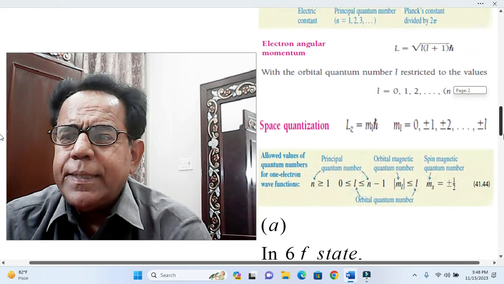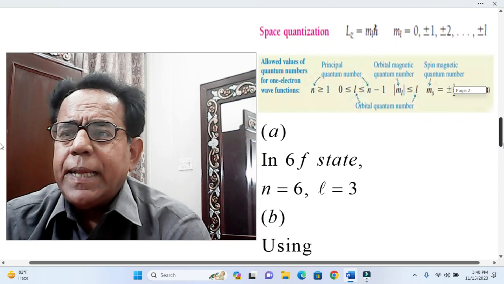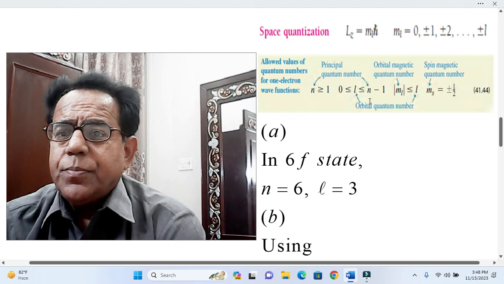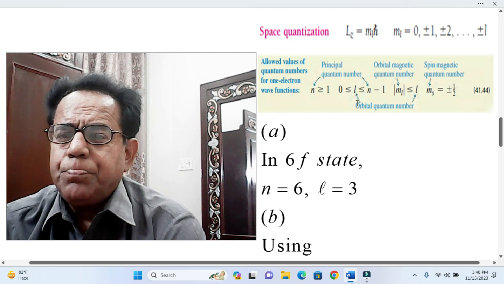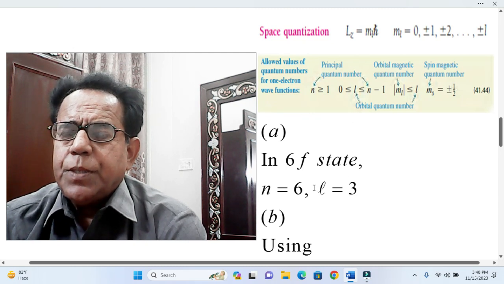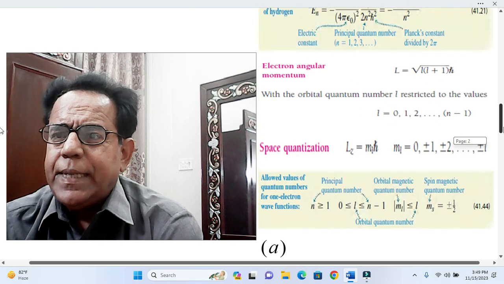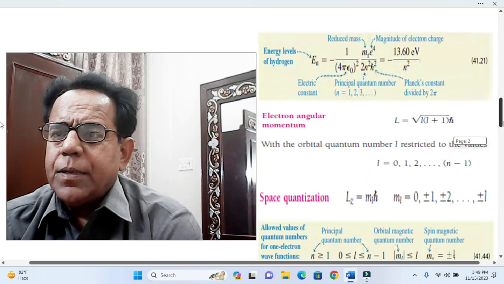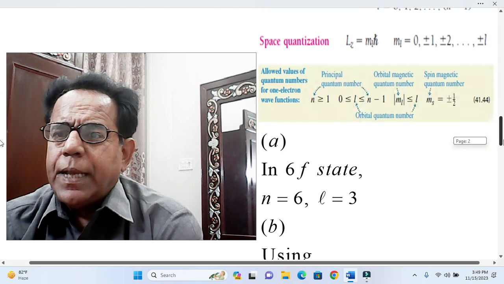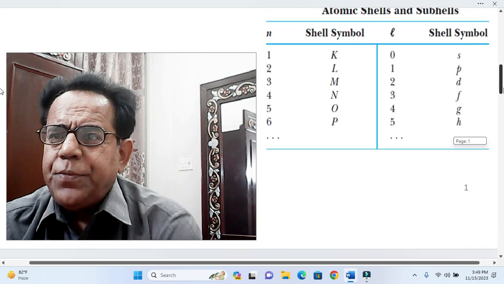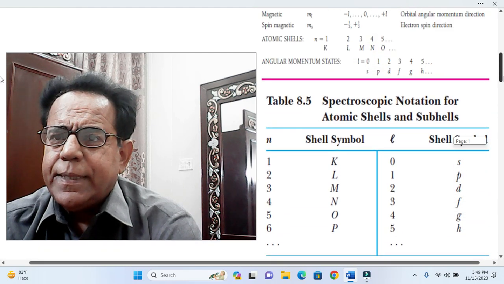Here, dear students, n is equal to 6, l equal to 3. We find from where this 3 has come.